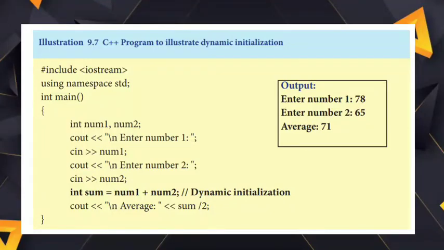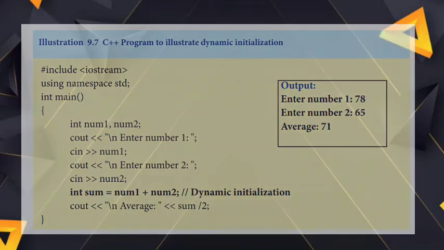Hashtag include iostream, using namespace std; int main, int num1, num2; enter number 1. Cout number 1, enter number 2, cin; int sum is equal to num1 plus num2. For example, number 1 is 78, number 2 is 65. 78 plus 65. Dynamic initialization means we want to divide 78 plus 65 by 2 to calculate the average. We will get an average of 71.